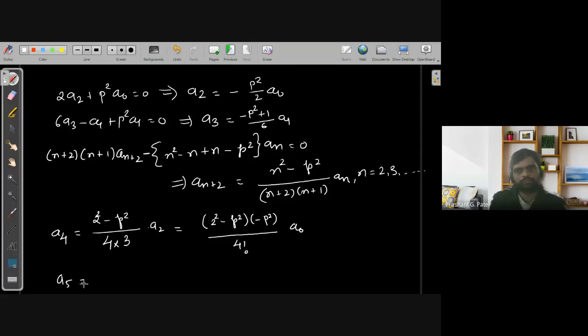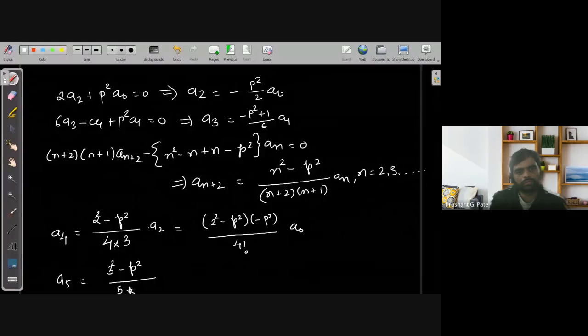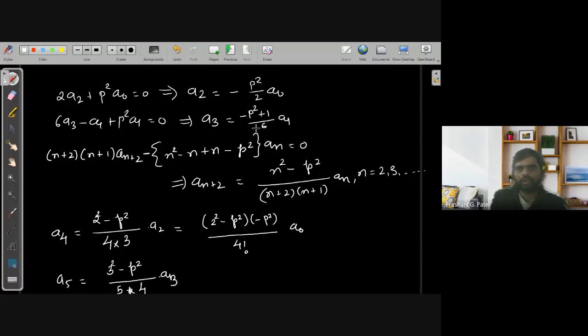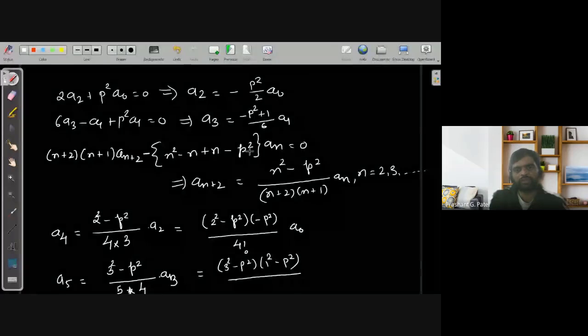The next term is a5, that is n equal to 3 if I substitute: 3 square minus p square upon 3 plus 2, it is 5, into 4 into a3. But the value of a3, according to that, is 1 minus p square. So I can say it is 3 square minus p square into 1 square minus p square upon 4 into 5 into this 6. 6 is 2 into 3. So I can say it is 5 factorial a1.